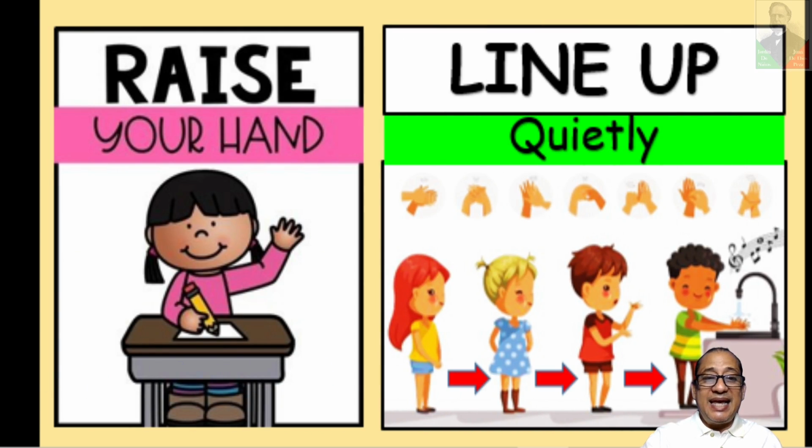The other choice is line up quietly. Line up quietly, and keep your healthy distance. Keep your distance. Line up. Quietly. Okay, repeat. Line up. Very good. One more time, please. Line up. Line up quietly, and keep the healthy distance. Remember. Okay?